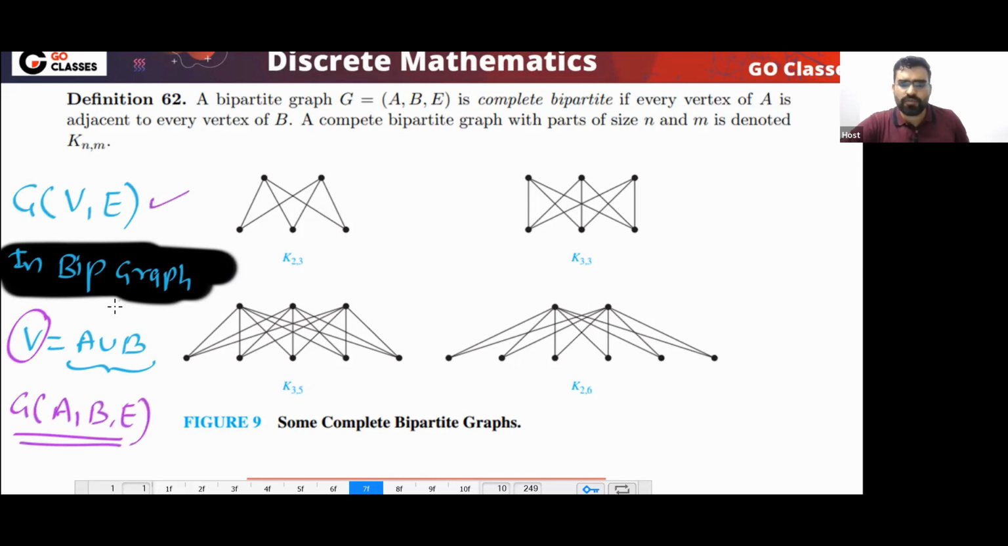Normally the graph is a set of vertices and a set of edges. This is the normal graph. But in a bipartite graph, the vertex set we partition into two parts. For example, this is a part, this is a part. So I can say in a bipartite graph, we have two parts, so we can write like this. Anyway, this is just a notation. You don't have to worry about it.